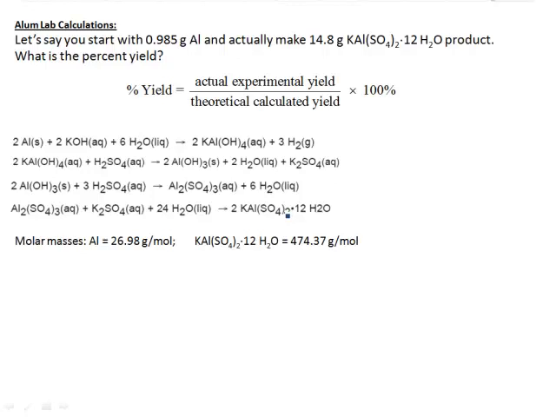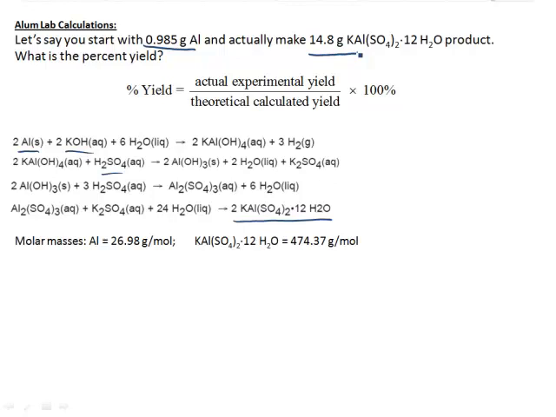So let's look at an example of that, and let's do it using the alum lab that is frequently done. So let's say that you do this reaction, you react aluminum with first potassium hydroxide and then sulfuric acid, and eventually you make alum, which is that hydrated potassium aluminum sulfate. Let's say you start with 0.985 grams of aluminum, that's your reactant, and you end up making 14.8 grams of the alum. What's the percent yield?